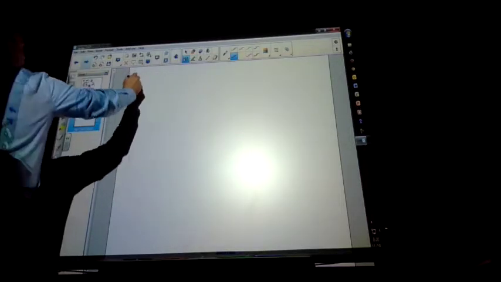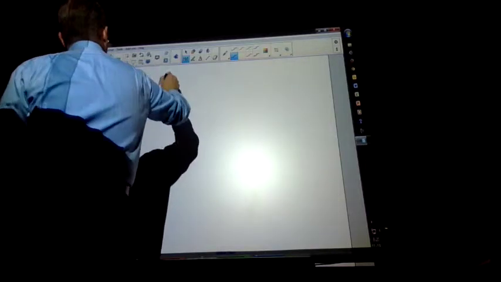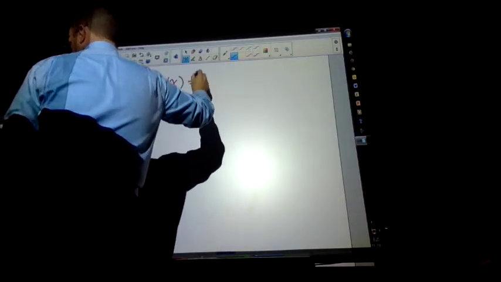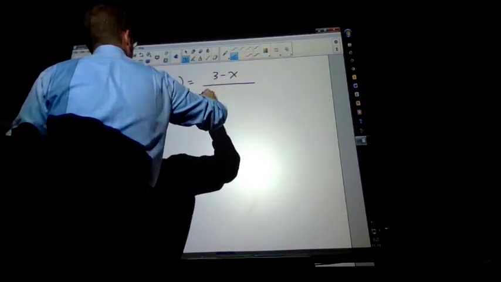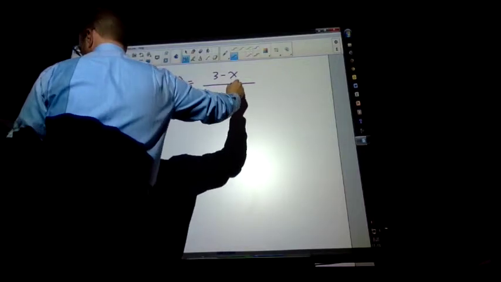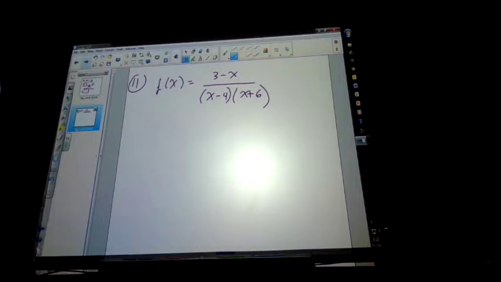11. So number 11, we have f(x) equal to (3 minus x) over (x minus 4)(x plus 6). Okay?